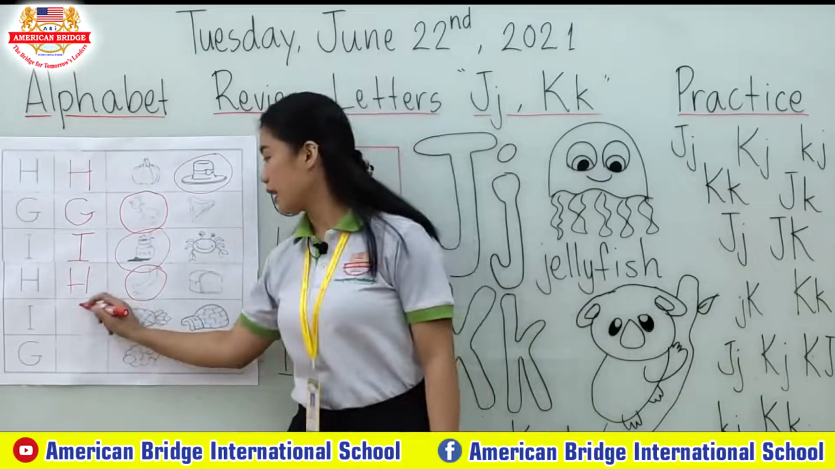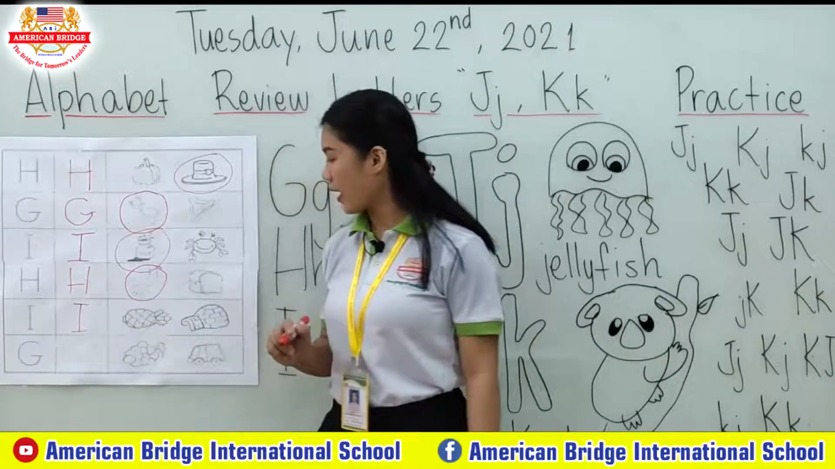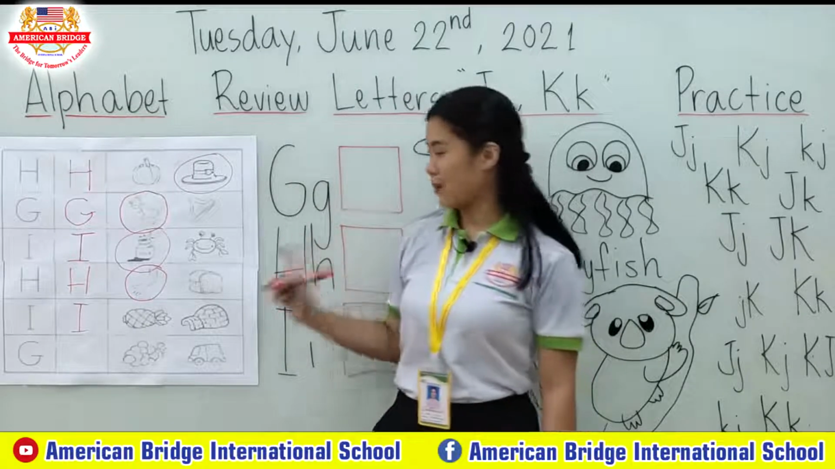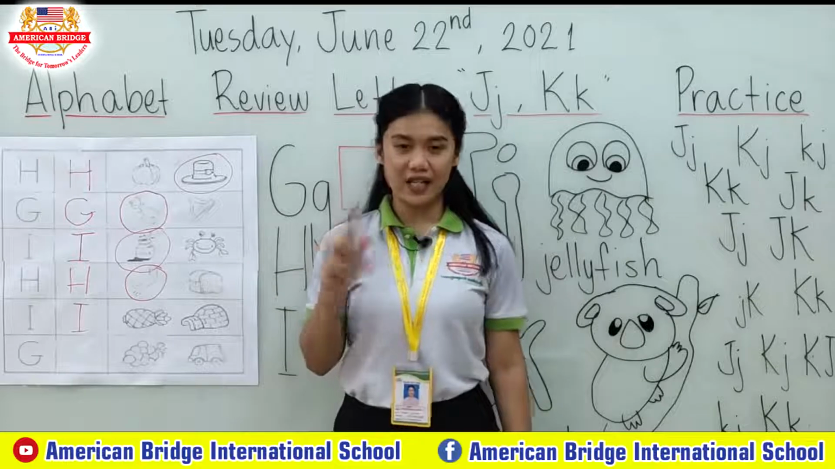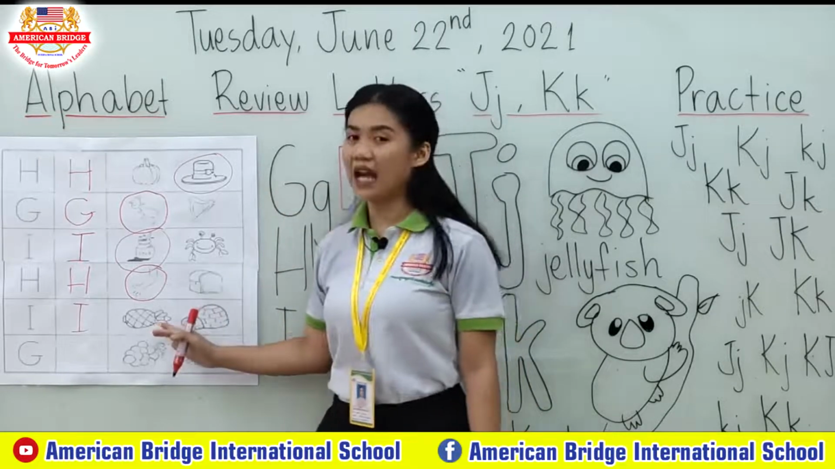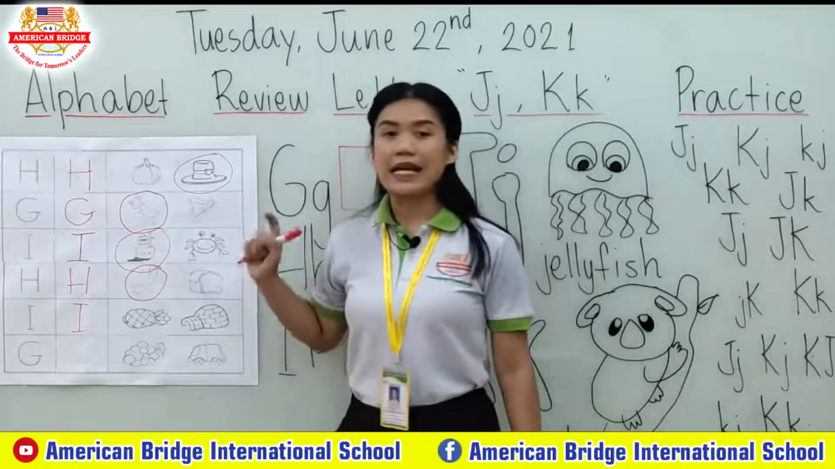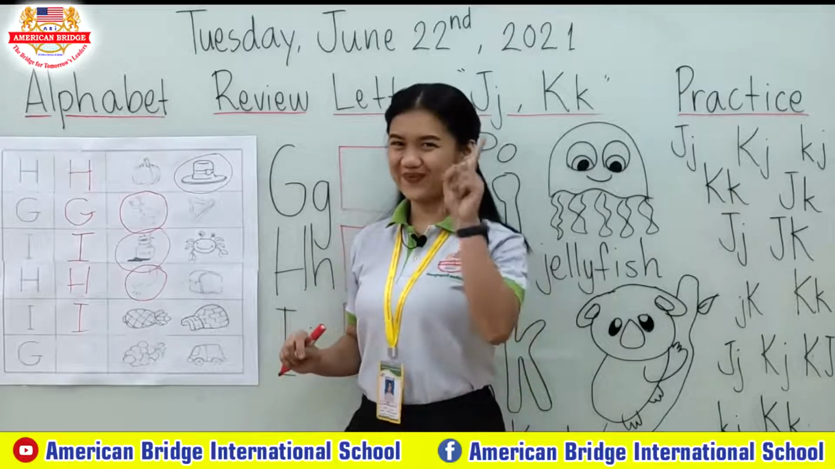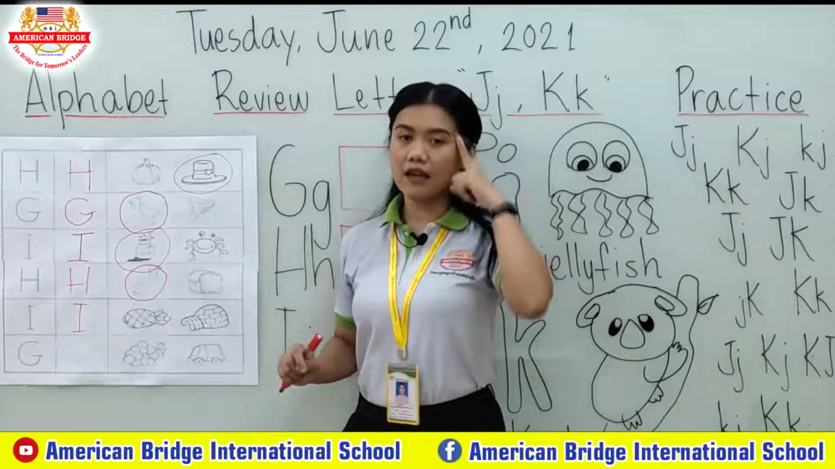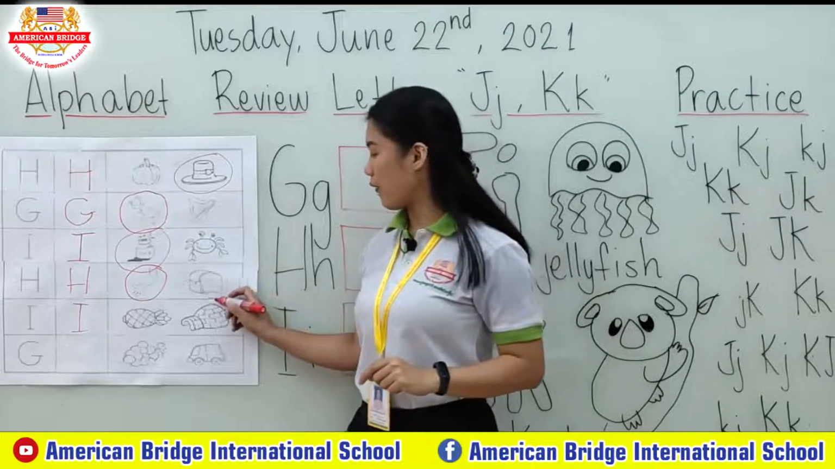Now, I have letter I. Let's write the capital I one more time. And let's find the correct thing that begins with letter I. Is it I for pineapple or I for igloo? You have to think carefully. I is for igloo. Very good, everyone.